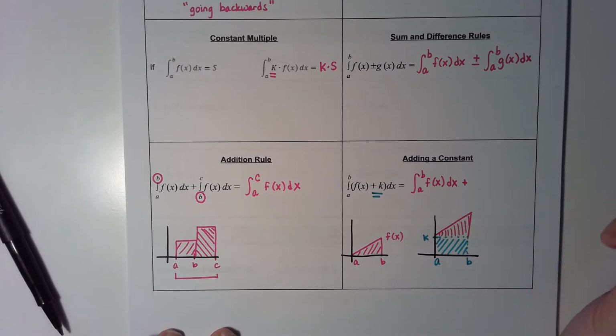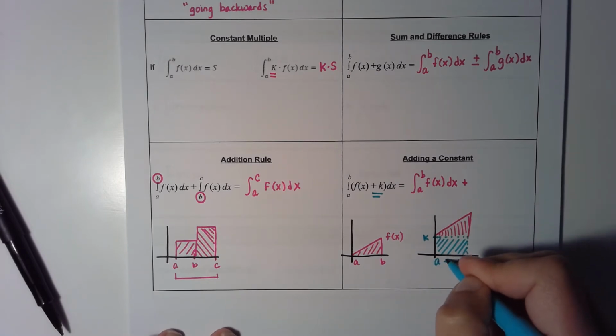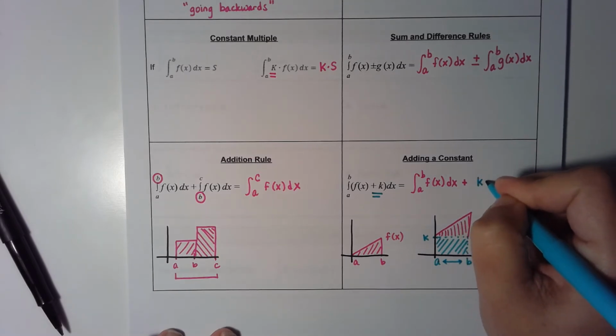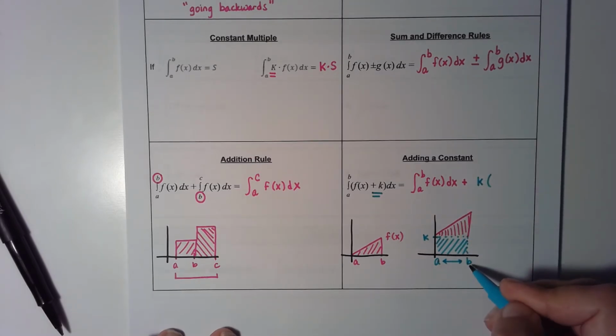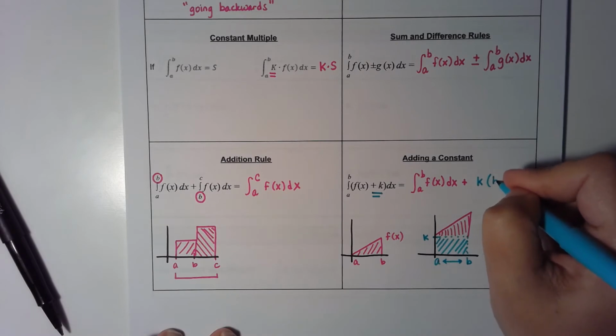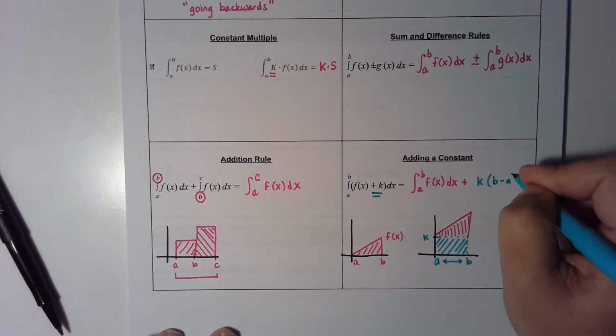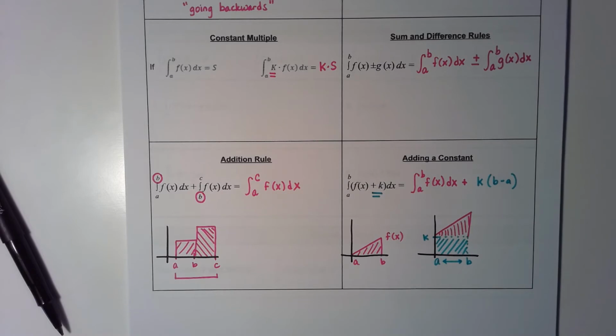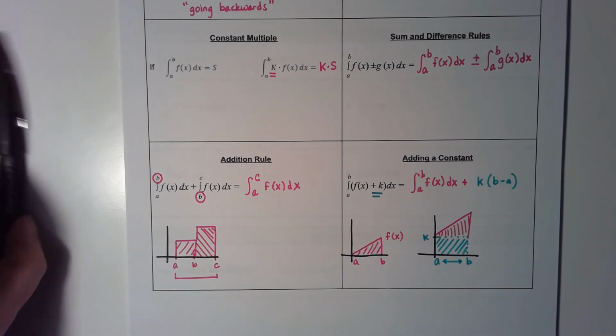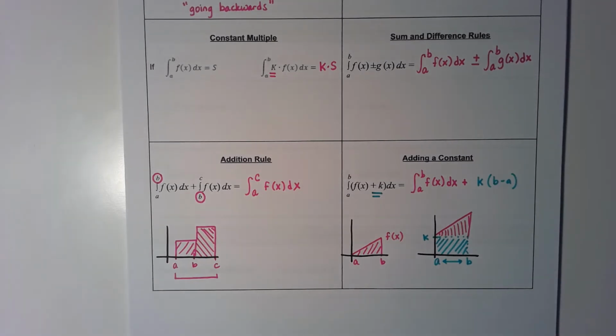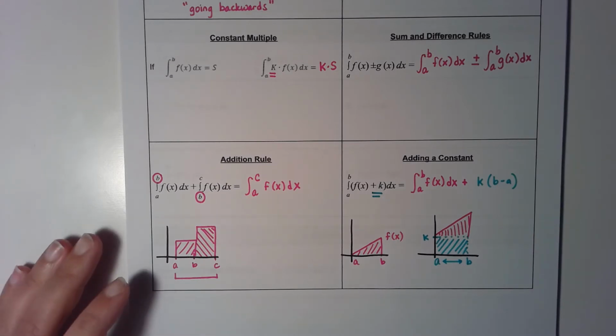Now to find that area, you're going to do base times height, which is going to be k for the height times, to find the size of that base, b minus a. Like if that was from 1 to 4, you would just do 3, because it'd be 1 minus 4 or 4 minus 1. So when you add a constant, you can't just add that number to the original area. You need to add in a rectangle whose height is that number to the original area.